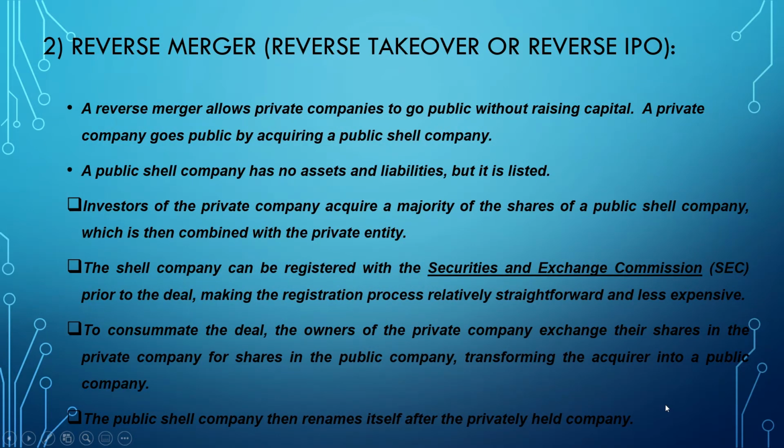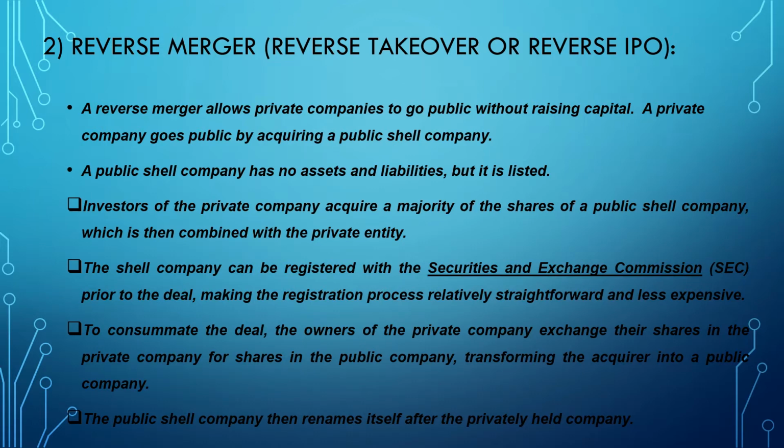The second method of going public is a reverse merger, which is also called a reverse takeover or a reverse IPO. A reverse merger allows private companies to go public without raising capital. A private company can use a reverse merger to go public by acquiring a public shell company. A public shell company has no assets and liabilities, but it is listed on a stock exchange. How does a reverse merger take place?